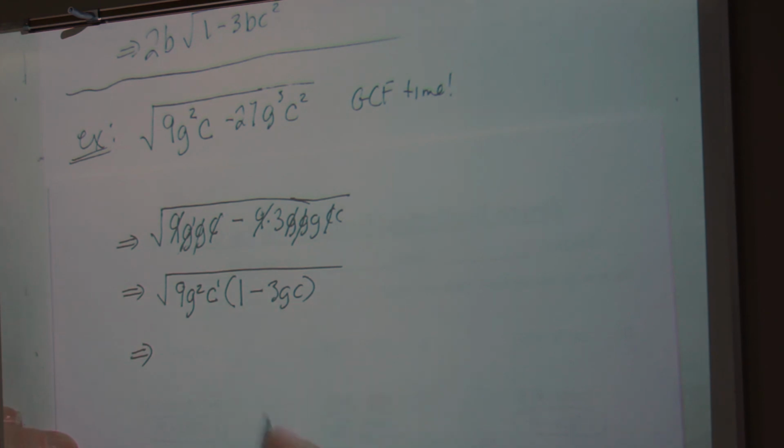Does that help having that all out? Yes, that helps a lot. Okay. 9 is 3 times 3, so we can take out a 3, and take out the G. C times 1 minus 3GC.